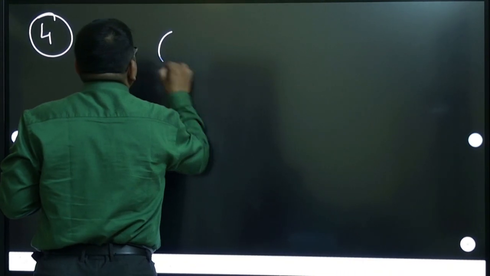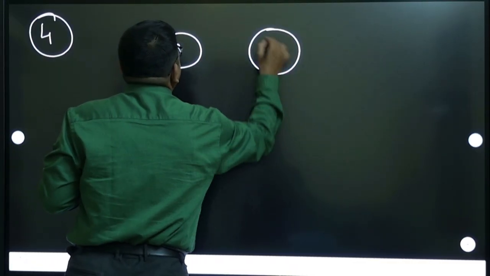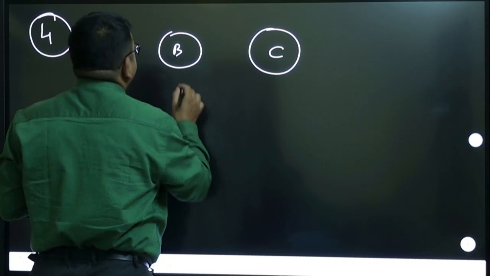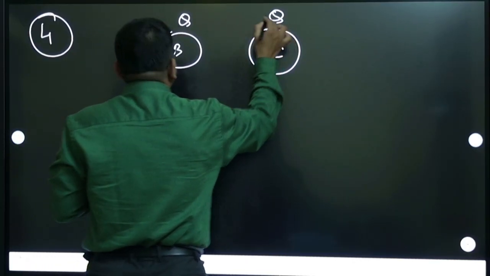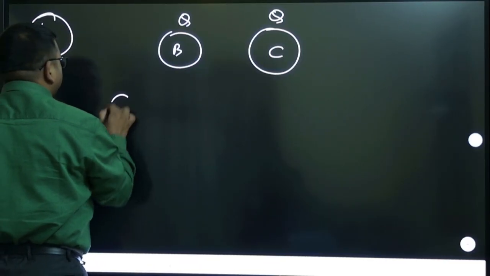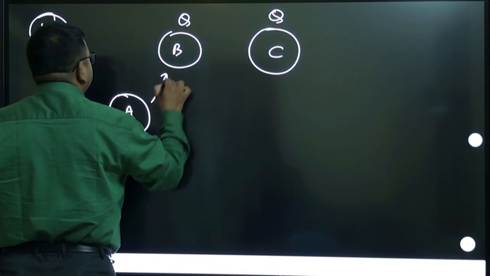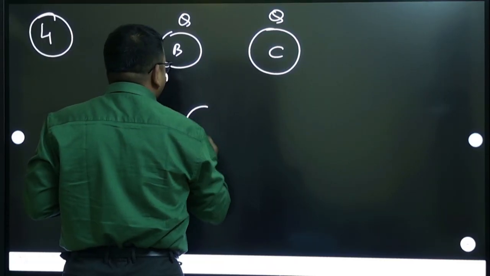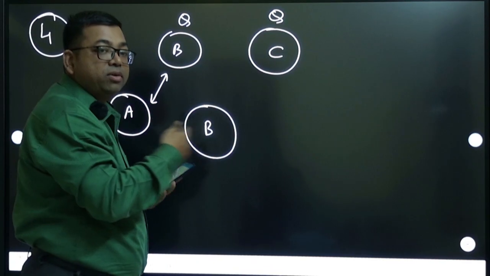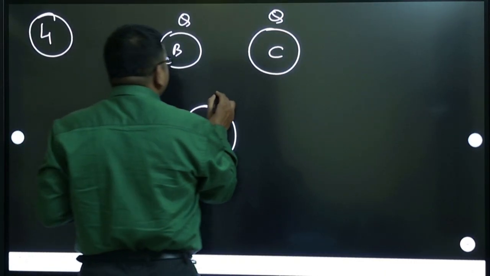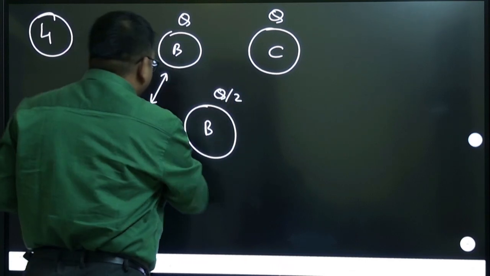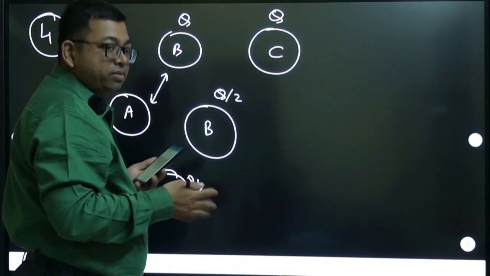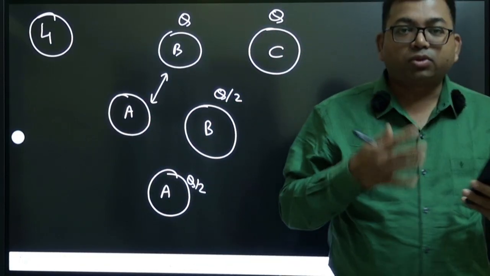So let us say this is B and this is C. B and C are two small identical spheres carrying equal charges. Let us say the charge on each is Q. The third sphere A is touched first to B. After you touch, B will have half the charge, because they are identical. Now B has become Q by 2, and A has also got Q by 2, because when you touch identical conductors, the charge gets equally distributed.